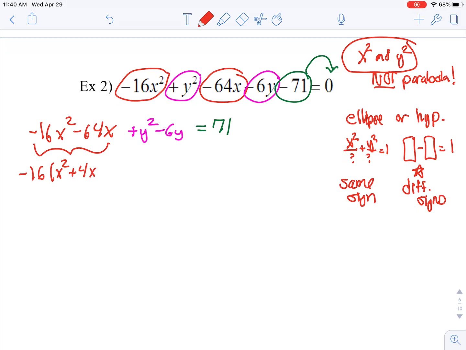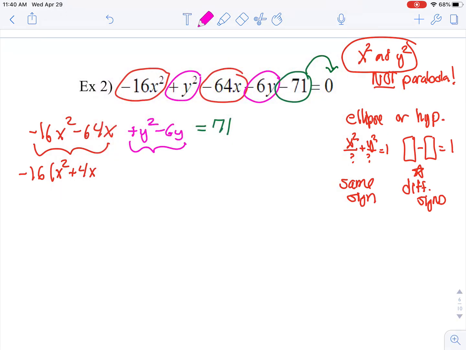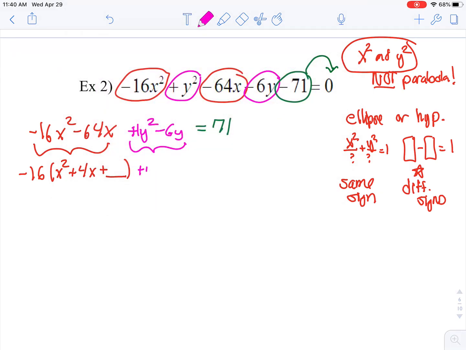leaving me with a positive 4x in here, okay? And I don't need to do any of that factoring with my y since my y squared already has that coefficient of 1, so that one we can leave alone. The next part is completing the square. So with my x terms, I'm going to write a perfect square trinomial. Then with my y terms, I am going to again write a perfect square trinomial. And then remember, whatever I do to one side of the equation, I'm also going to do to the other side.